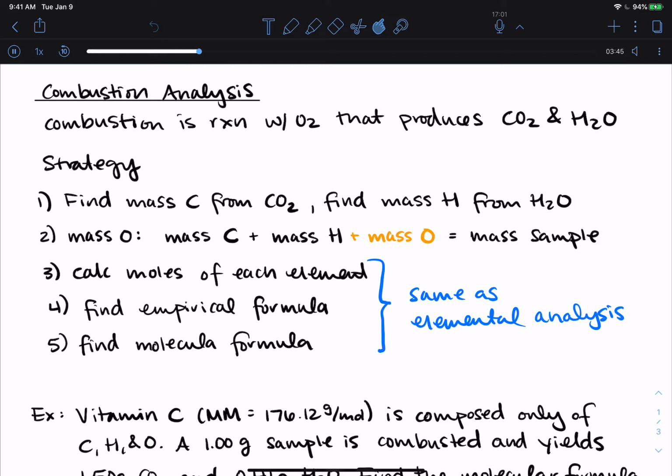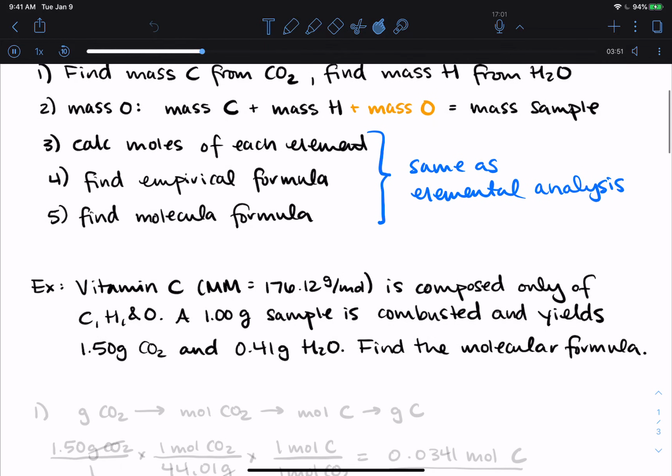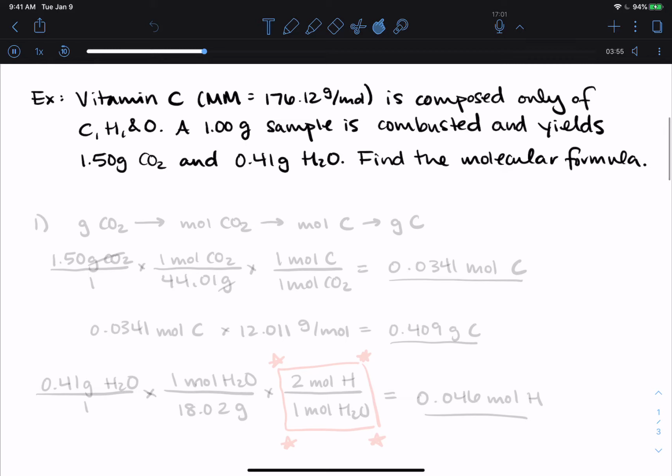Our example for this one says that vitamin C, which has a molar mass of 176.12 grams per mole, is composed only of carbon, hydrogen, and oxygen. A 1 gram sample is combusted and yields 1.50 grams of CO2 and 0.41 grams of H2O. Find the molecular formula. So step 1, we're going to get carbon from the CO2. We're going to get hydrogen from the H2O.